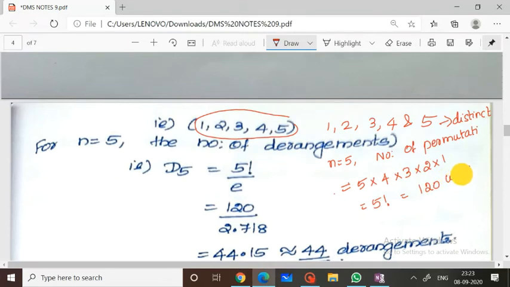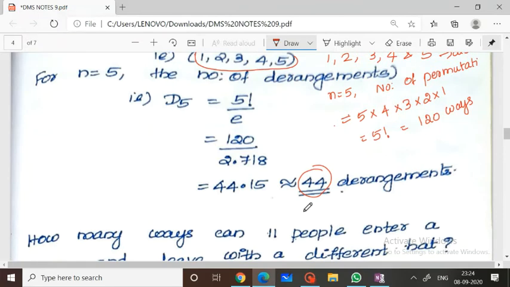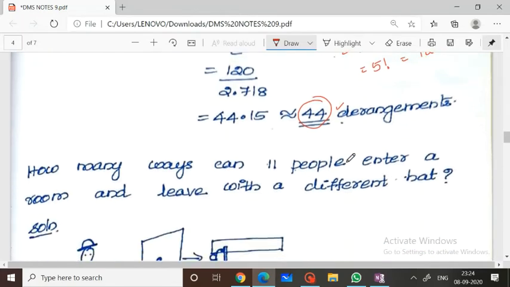Is it possible to write all the 120? Therefore, in such situations we apply this formula: d5 is equal to 5 factorial divided by the exponential e raised to 1, that is equal to 44.15, approximately 44 derangements. Since we consider the number of terms, we round it to an integer, so it is 44 derangements. Now we shall move on to the next example.